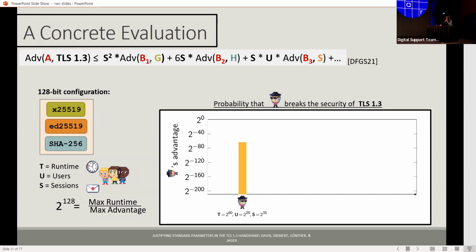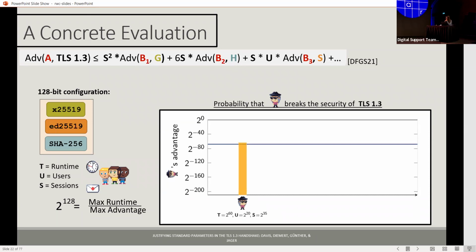To put this number in context, let's set a security goal. With all 128-bit secure parameters, we'd like for the handshake itself to also have 128-bit security. Using our runtime over advantage definition, this translates to a 2^-68 advantage bound. And we can see that we're just barely over the line. So we're not quite meeting the target security.